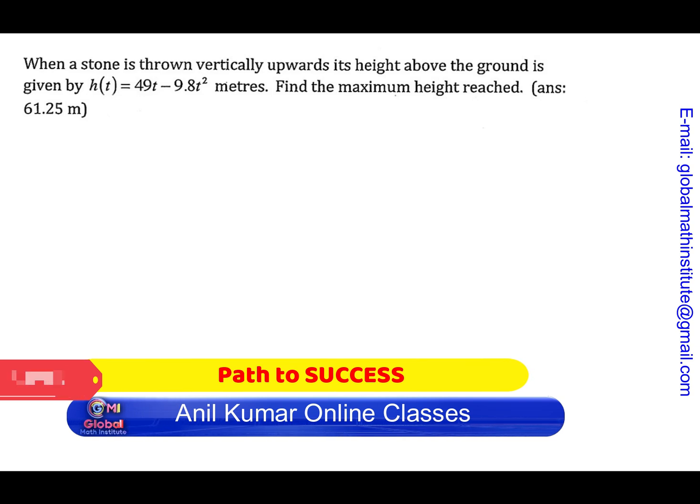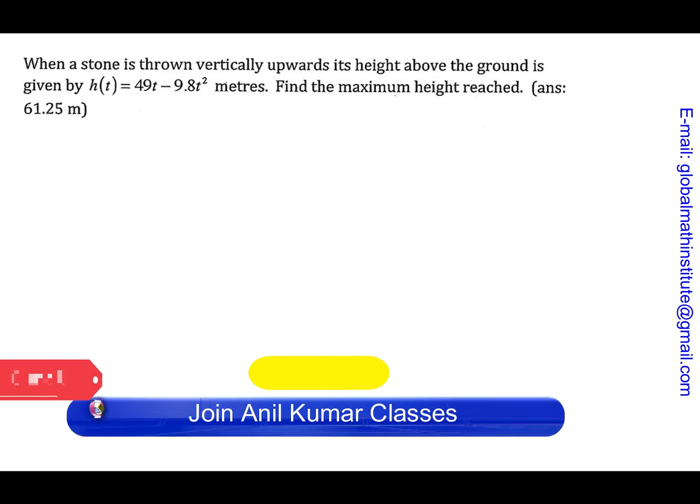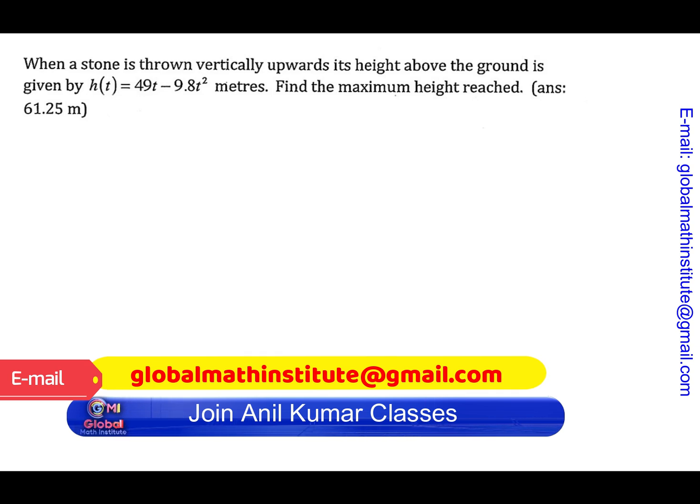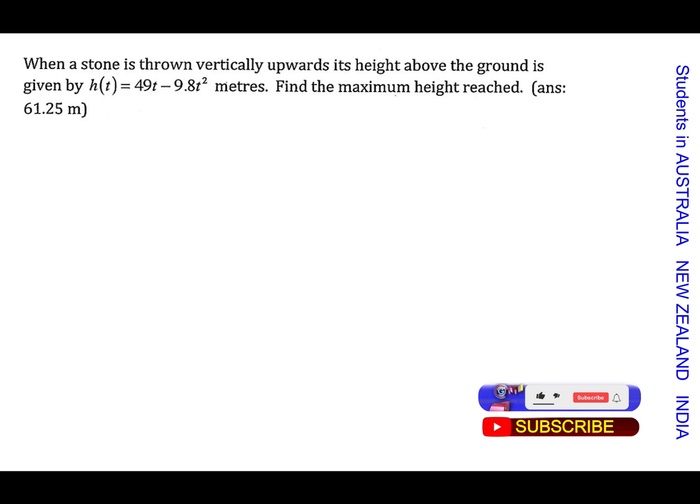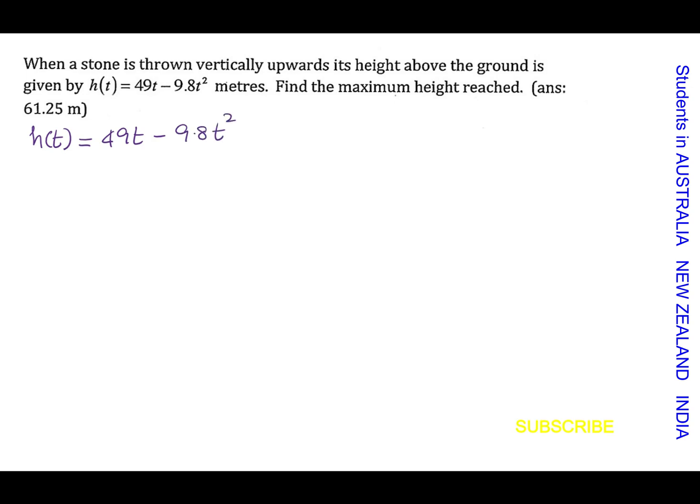Now let's look into the second example, which is when a stone is thrown vertically upwards, its height above the ground is given by the function h of t equals 49t minus 9.8 t square in meters. Find the maximum height reached.